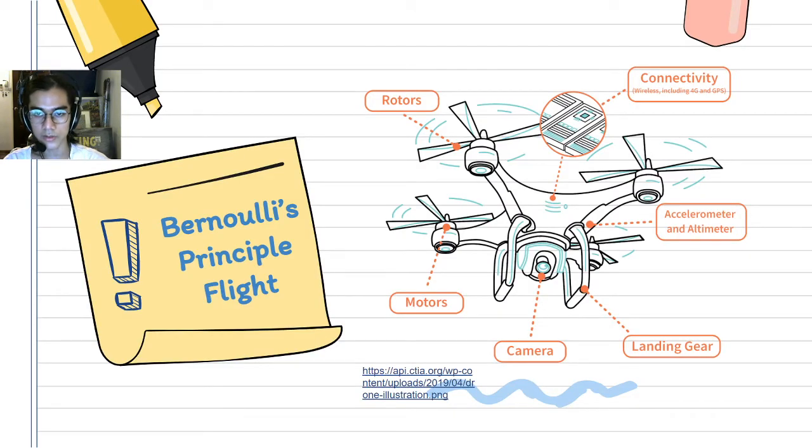So Bernoulli's principle of flight explains how an aircraft can fly with the shape of its wings. They are shaped so that air flows faster at the top of the wing and slower underneath. This creates a lift that will fly the aircraft.